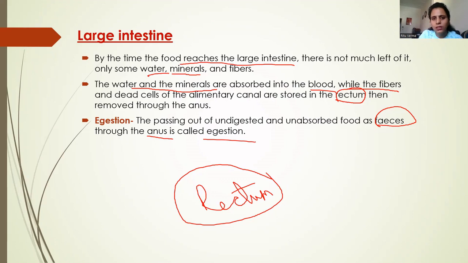Egestion was the last step of human nutrition, and with this we have completed the entire unit of human nutrition. In the next video we are going to discuss some past paper questions from unit 7, human nutrition.